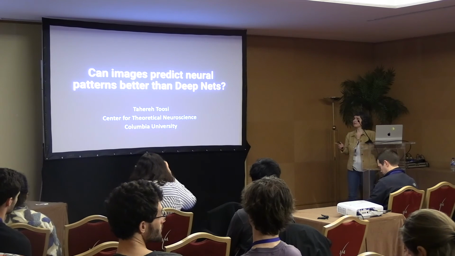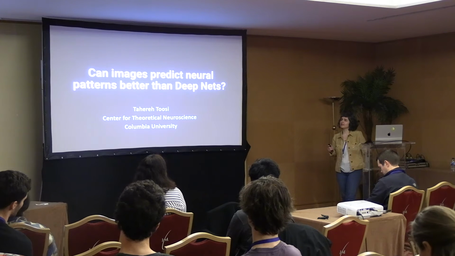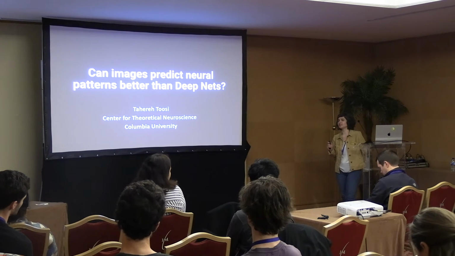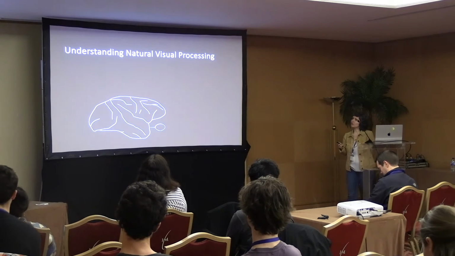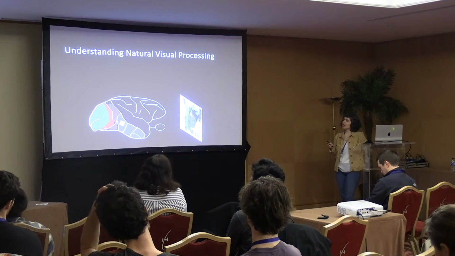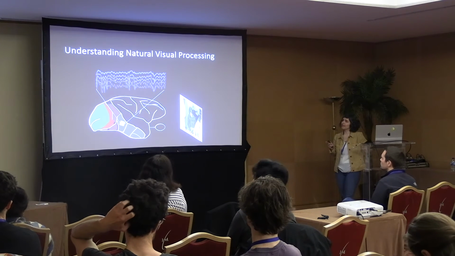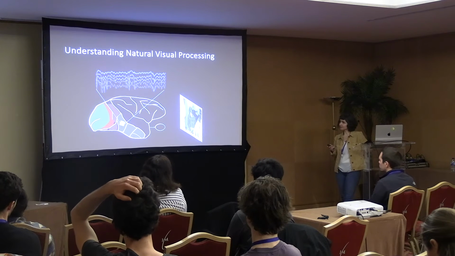Today I'm going to talk about revisiting the problem of object recognition. And I'm going to make the case that to move forward, we probably need to take a step back. So what do I mean by the problem of object recognition? For this purpose, we want to understand the transformation that happens in the brain when we see a natural image or a naturalistic image.